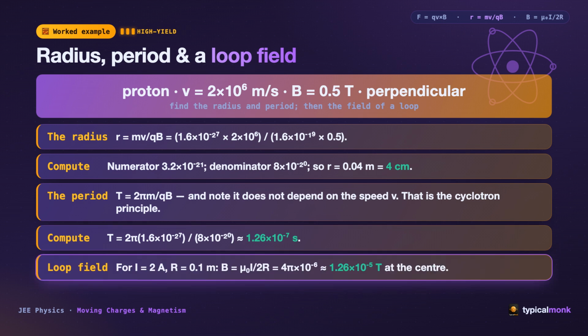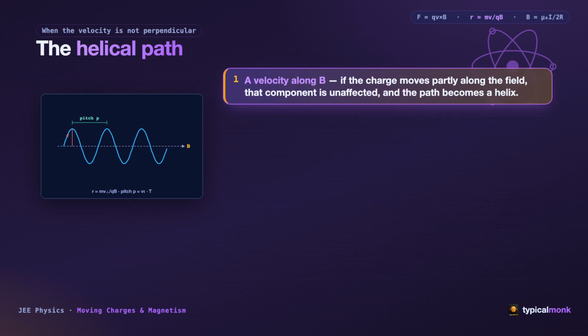The loop field. For a current of 2 amperes and a radius of 0.1 meters, B equals mu naught I over 2R, which is 4 pi times 10 to the minus 6, about 1.26 times 10 to the minus 5 Tesla at the center. Now what happens when the velocity is not perpendicular to the field?